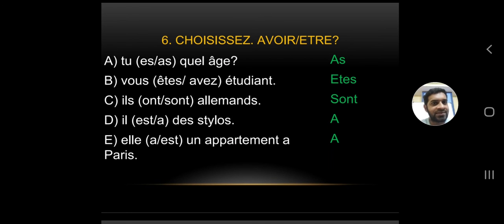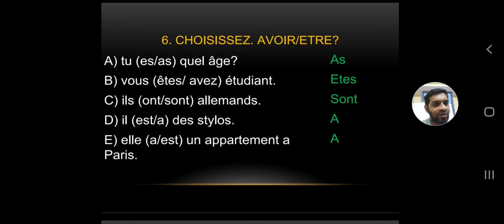So the sixth exercise, choisissez avoir ou être. Choose if it's avoir or être. Tu as quel âge? So as I told, for the age, we'll be using avoir. No matter if it's a question or answer, we'll be using avoir. Tu as quel âge? Second one, vous dash étudiant. Vous êtes étudiant. Okay, you are a student. So we don't use have. You are, we'll be using the verb être.